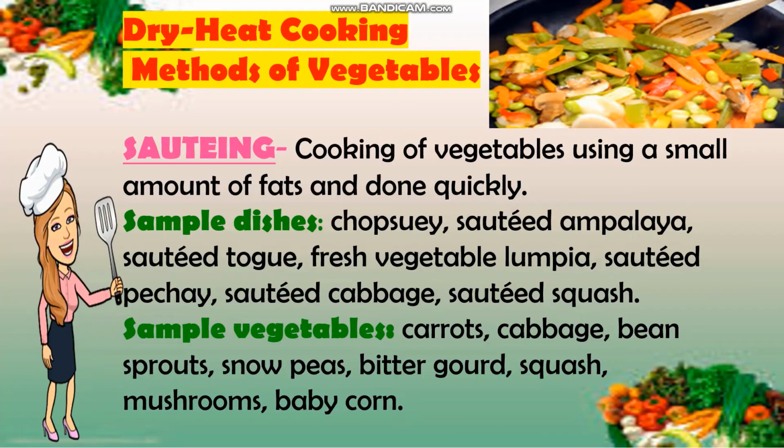Sautéing. Cooking of vegetables using a small amount of fats and done quickly. Sample dishes: chop suey, sauteed ampalaya, sauteed toge, fresh vegetable lumpia, sauteed petchay, sauteed cabbage, and squash. Sample vegetables: carrots, cabbage, bean sprouts, snow peas, bitter gourd, squash, mushrooms, and baby corn.